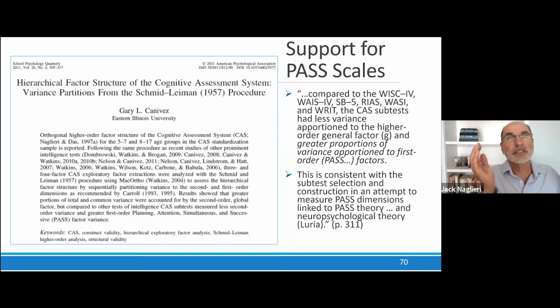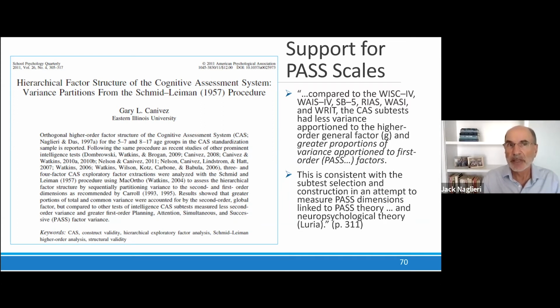Because all that other stuff is the same Army Alpha in another package, in another way to interpret, 101 ways to interpret block design, 90 ways to interpret coding. They mix and match a little from this test, a little from that test, put it all together, come up with an answer. Well, that's not what I think we should be doing.